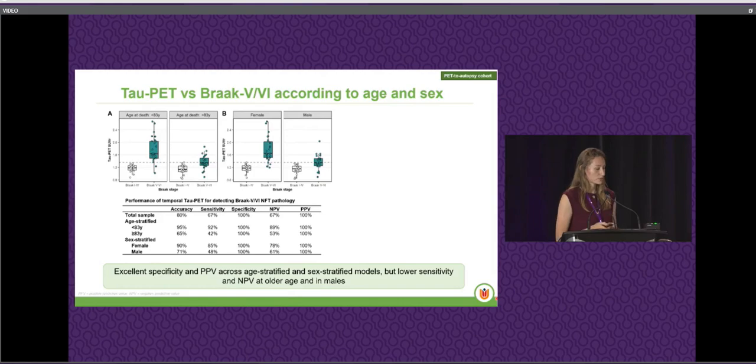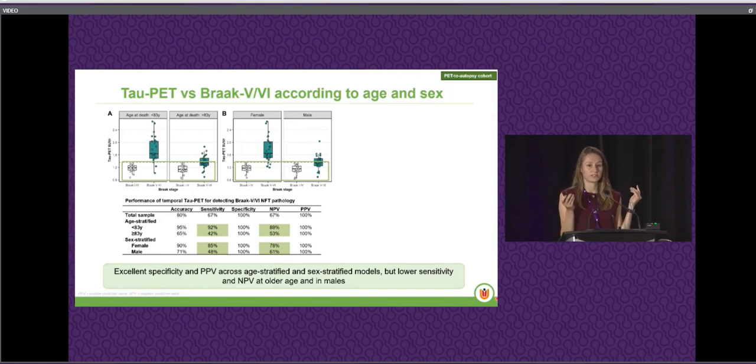And you can see that all individuals that are tau PET positive, so that fall above the tau PET threshold, also have Braak 5/6 pathology in their brain. So the specificity and the positive predictive value for tau PET for detecting Braak 5/6 pathology is really excellent. However, if you look at the sensitivity and the negative predictive value, we do see that individuals that are older or male more often can have Braak 5/6 pathology in their brain, but actually fall below the threshold for tau PET positivity. And if you look at the sensitivity, for example, at younger ages, below 83, it's 92%, but at older ages, it's 42%. So the sensitivity and the negative predictive value really seem to decrease at older age and in male sex.